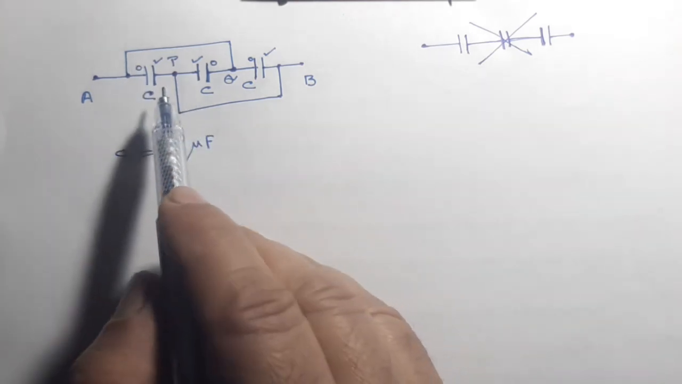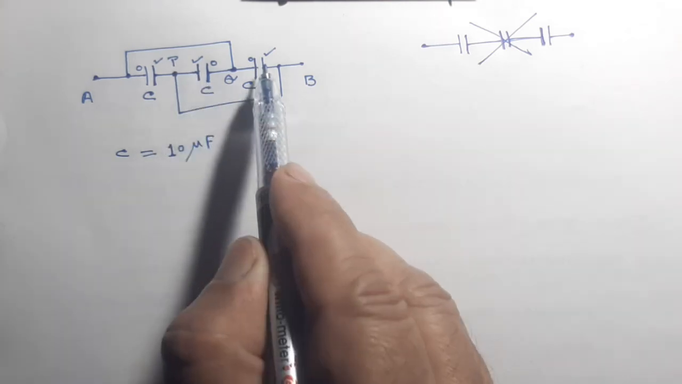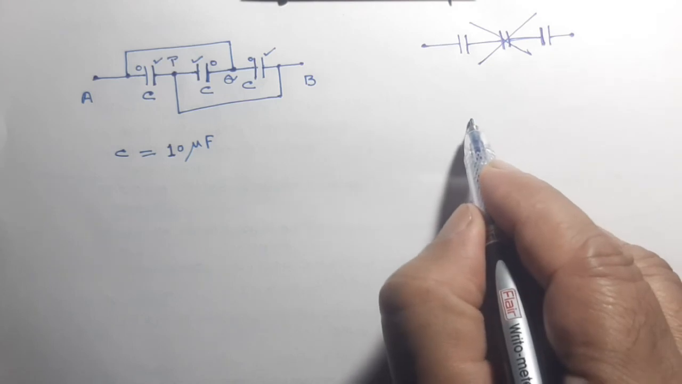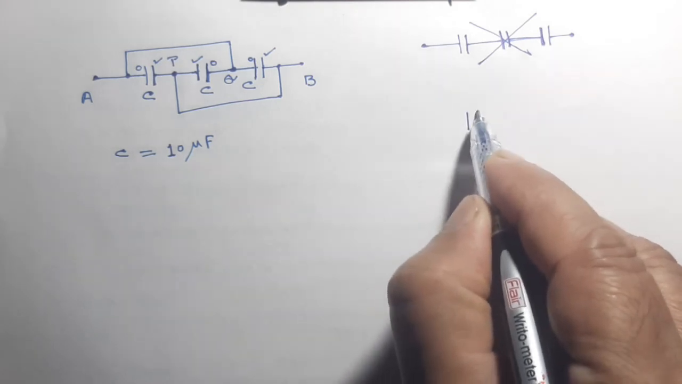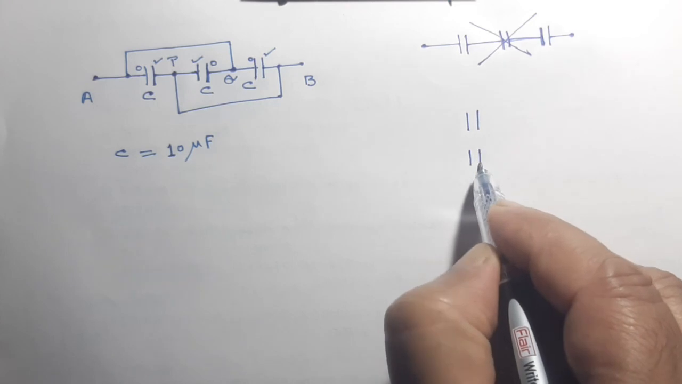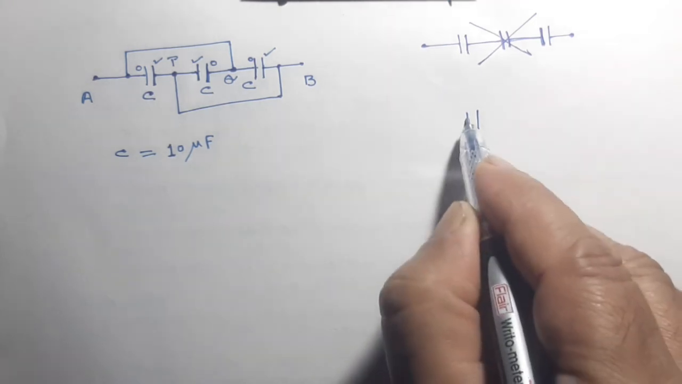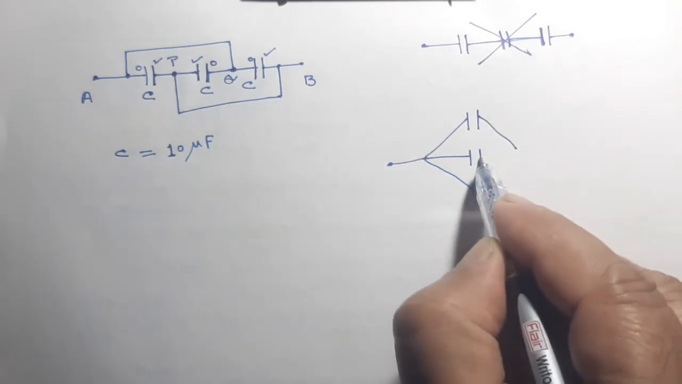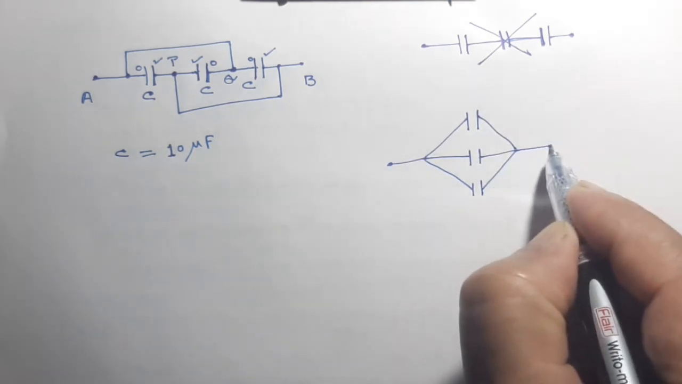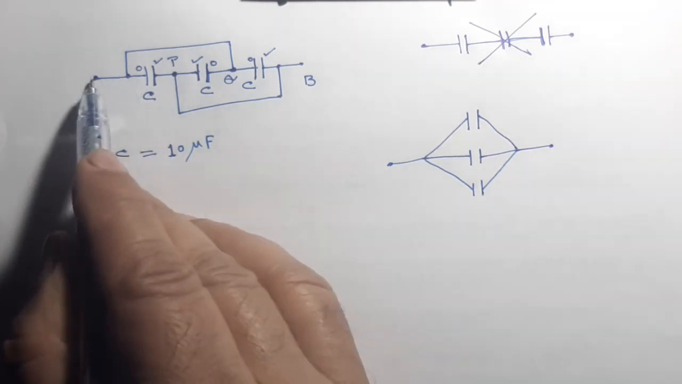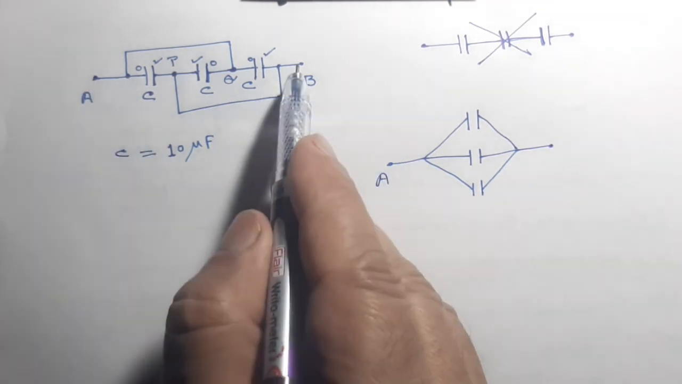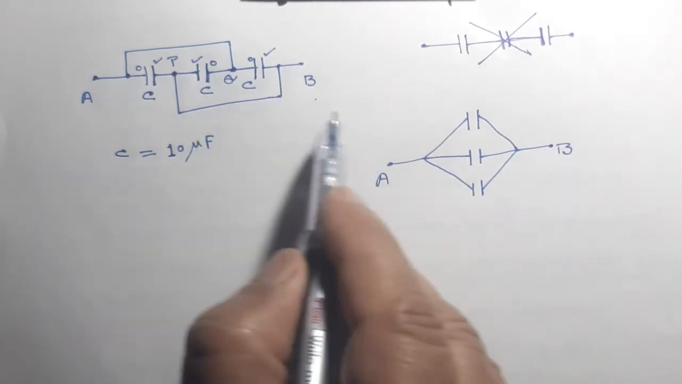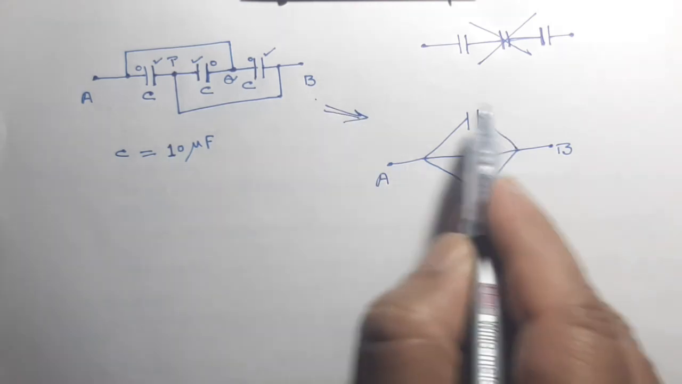Now if you look at it, you can see that these three plates are connected and these three plates are connected. So if I draw it like this is one capacitor, this is second capacitor, this is third capacitor. All these three plates are connected and the other plates of the capacitors are also connected. So this point is point A, this point is point B. So this circuit reduces to this circuit.